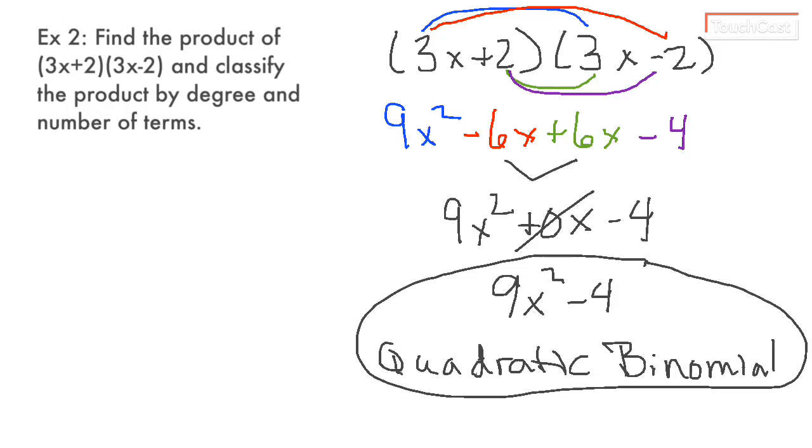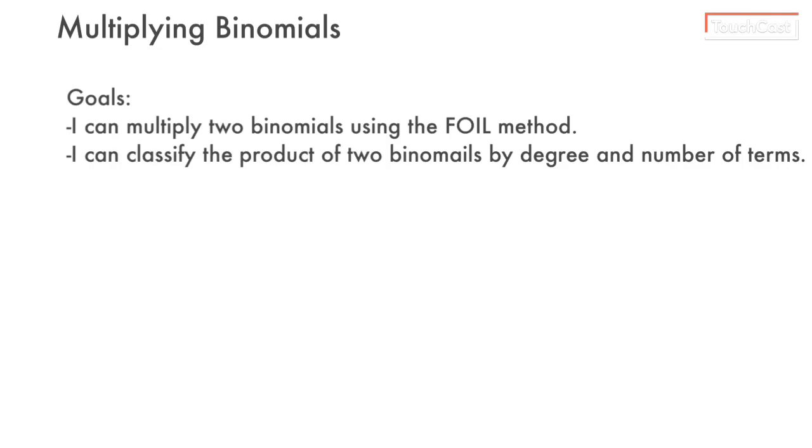All done. So let's just quickly go over what the goals of the lesson were and talk through that with our examples. So our first goal was I can multiply two binomials using the FOIL method. If I can take and multiply the first terms, the outside terms, the inside terms, and the last terms, and then combine them, we're good there. And then classifying that product by degree and number of terms. If I can see what the highest degree is of the first term and how many terms there are, we're good to go. That wraps up our lesson on multiplying binomials.